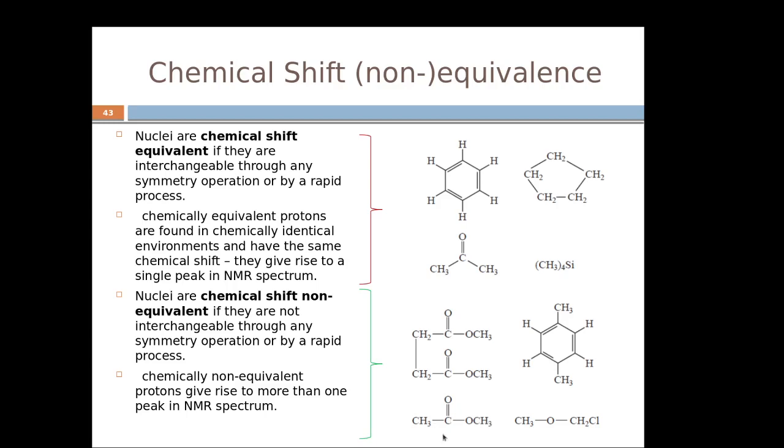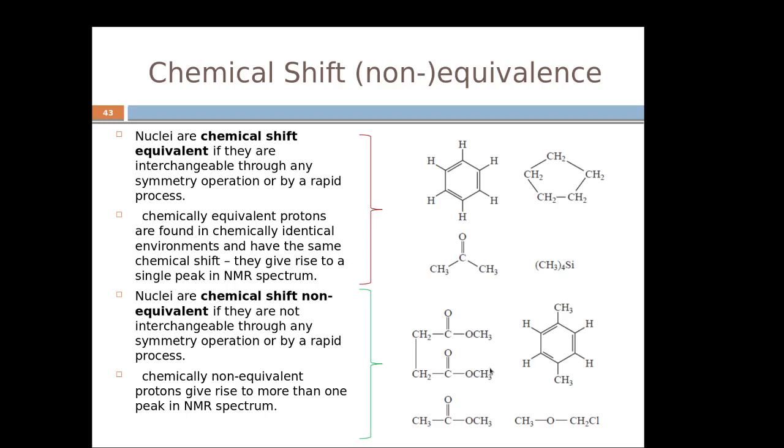Okay, now if you consider the last molecule here, CH3OCH2Cl, the methyl protons are connected to a carbon which is connected to an oxygen, but the methylene protons, the CH2 protons, are connected to a carbon which is connected to both a chlorine and an oxygen. So obviously these 3 protons and these 2 protons are in different electronic environments. Therefore these 3 protons will give a single peak in the NMR spectrum at a particular frequency, whereas these 2 protons will give a single peak at a different frequency. Frequency, in the sense, we measure as delta values or chemical shift values in the NMR spectrum.